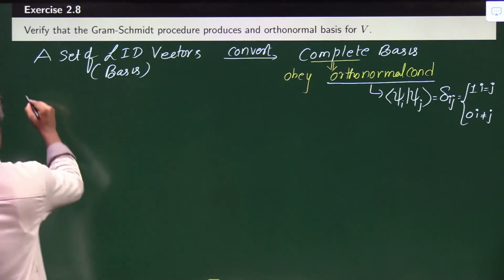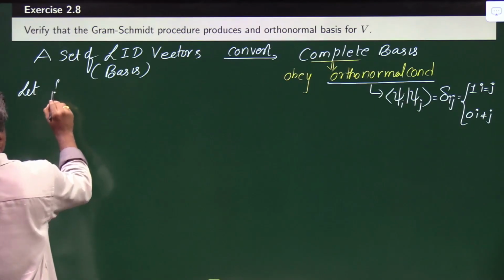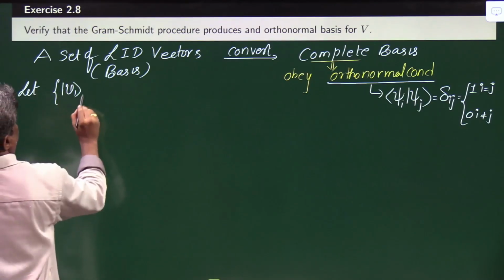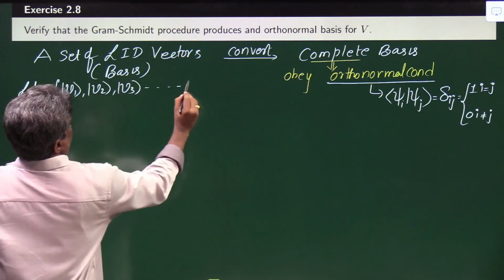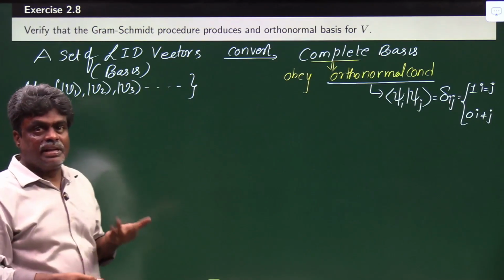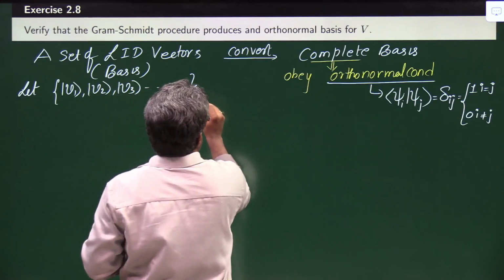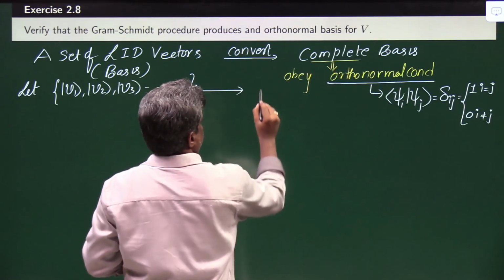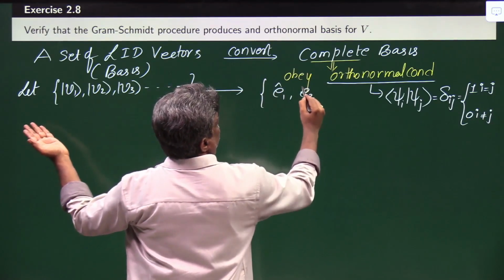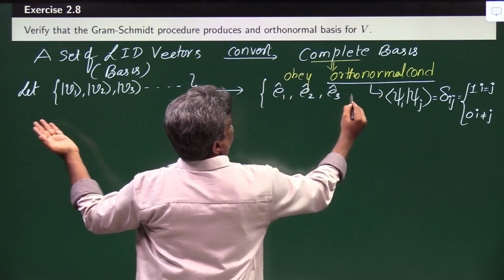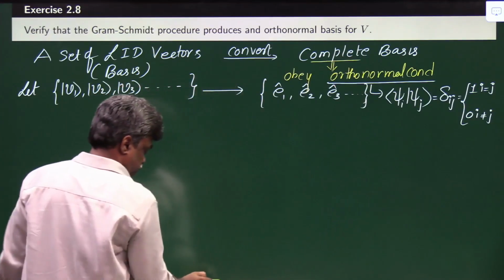Okay, so now let us suppose we have a set of vectors, say v1, v2 and v3. Let us suppose these are a given set of linearly independent vectors. These are basis states. So now we want to convert them into a complete basis. Let us suppose the corresponding complete basis states are e1 cap, e2 cap and e3 cap, and so on. So let us discuss how to construct them.